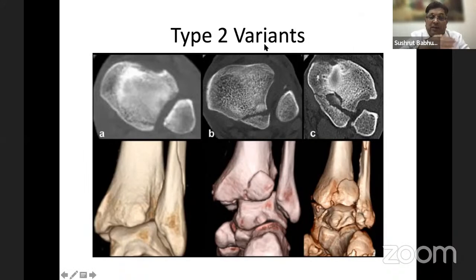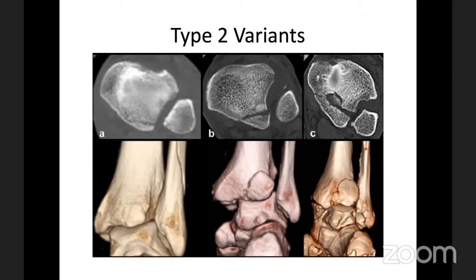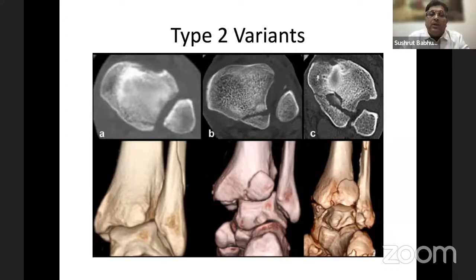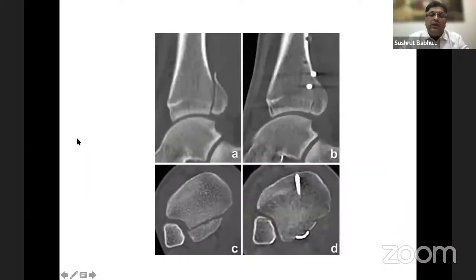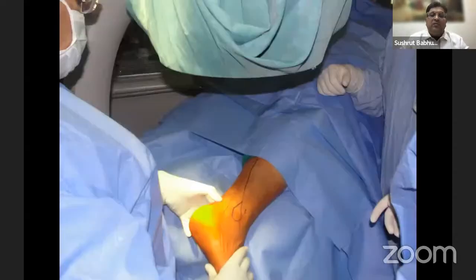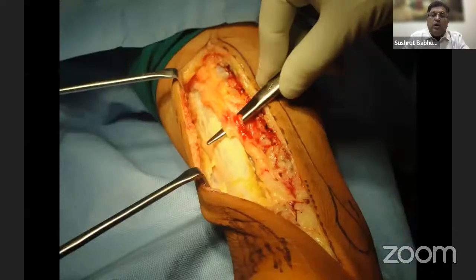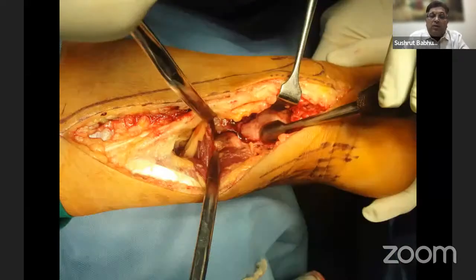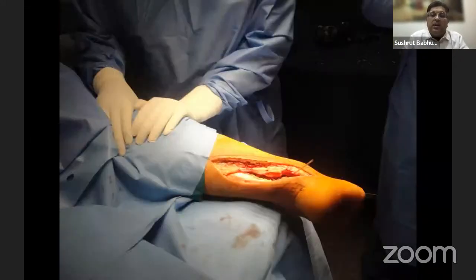So type 2 variants can be triangular or the fibula walking out of tibiofibular joint. These can be type 2 variants as seen also on CT tomograms and have to be identified on CT tomograms. So the recent concept is fixation of the posterior malleolus irrespective of the size to reduce the posterolateral incision, which is the workhorse for this. Prone position is what I preferred. Go down, identify the nerve. Very easily you can reach the tibia.